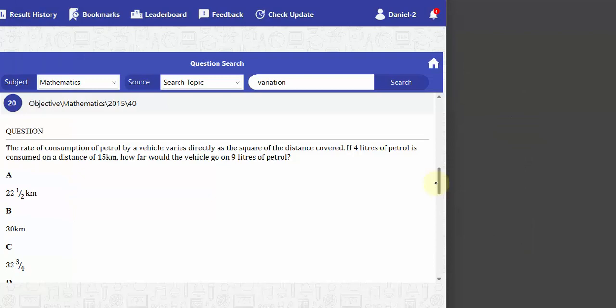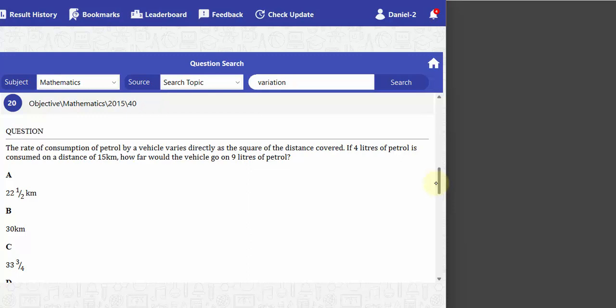Let's take a look at this question. That's question 40 from the year 2015. The rate of consumption of petrol by a car varies directly as the square of the distance covered. If 4 liters of petrol is consumed on a distance of 15 kilometers, how far would the car go on 9 liters of petrol? Okay, so let's break down this problem.